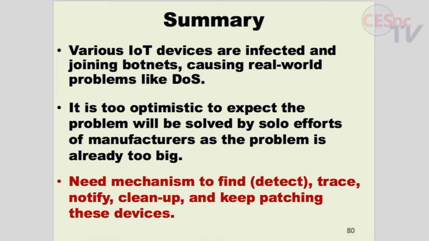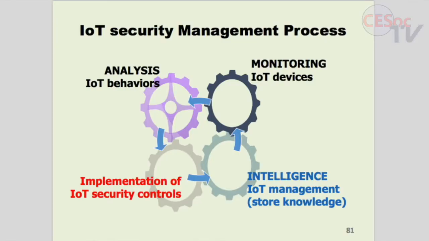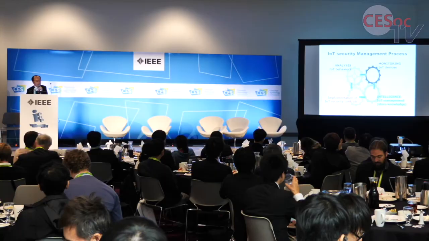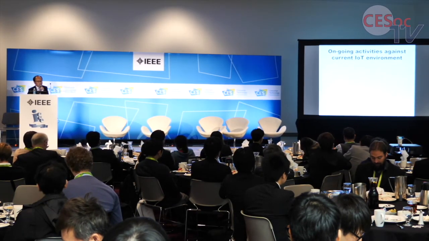That is to say, these kinds of security management processes may need to be reconsidered: monitoring IoT devices, analyzing IoT behavior, implementation of IoT security control, and intelligence of IoT management, storing knowledge, etc. It's a kind of circulating process model. And especially in Japan, there is ongoing activity against the current IoT environment, which is a very serious problem.